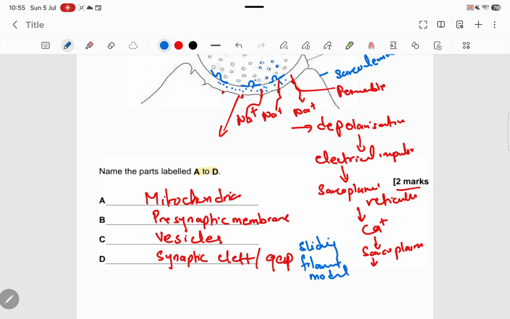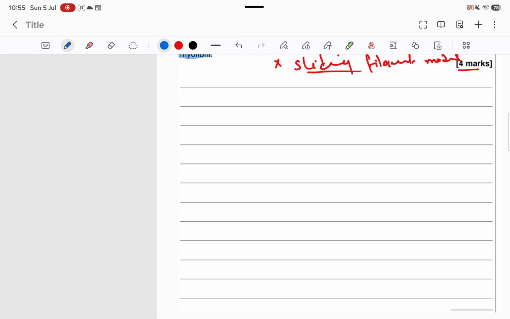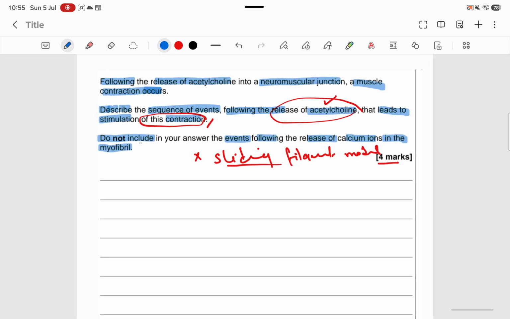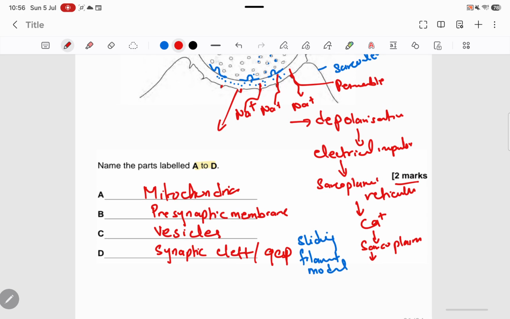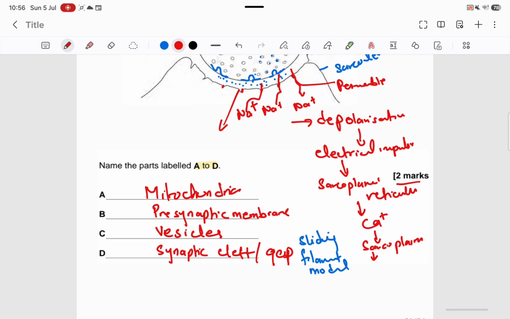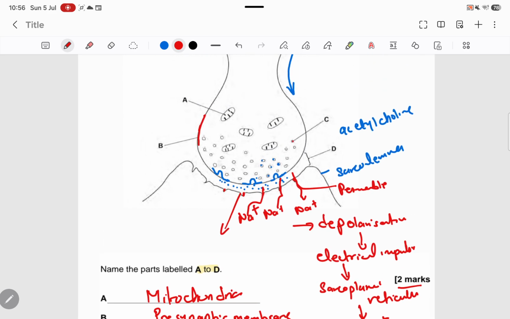But over here again, focus on the question. Back to the question. The question says, do not include in your answer the events following the release of calcium ions. So the calcium ions release into the sarcoplasm, and then it causes a muscle contraction. So just jump from here to here. We don't need to discuss this one. Okay, so now I'm going to write the answer.